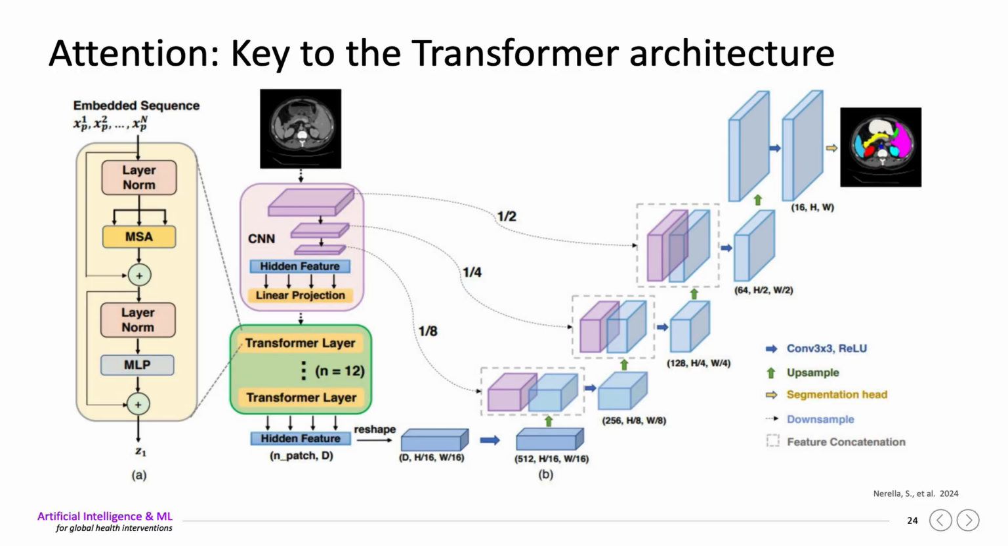In the middle, an abdominal CT image is processed by a CNN that produces hidden features, which are linearly projected and passed through a stack of transformer layers. Here n equals 12. On the right, features at multiple scales, 1/2, 1/4, and 1/8 resolution, are progressively upsampled and concatenated in a decoder using 3x3 convolutions with ReLU, upsampling, and a final segmentation head, producing a labeled organ segmentation at 16 by H by W.